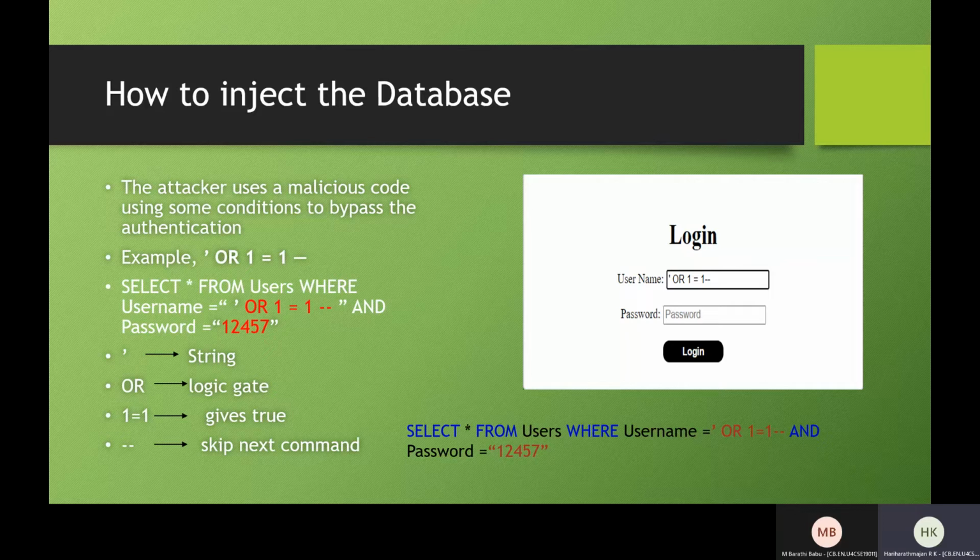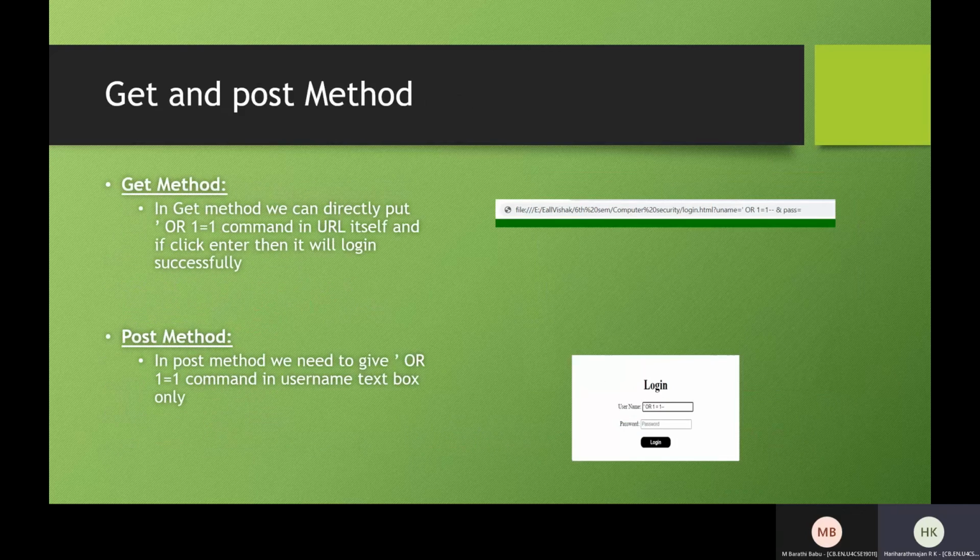The quote indicates a string, and OR indicates an OR logic. 1 equal to 1 will return true, and the double hyphen will skip the next part of the command. Consider the command select star from user where username is equal to single quote OR 1 equal to 1 double hyphen, and next to it we have AND, which is skipped by using the double hyphen.